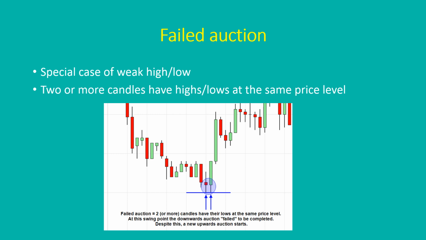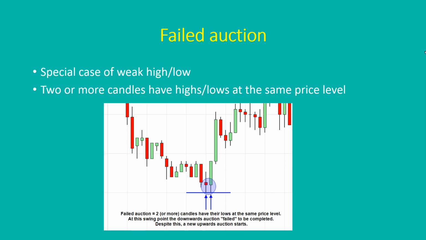A special case of weak high or weak low is the failed auction. What failed auction means is that two or more candles have their highs or lows at the same price level. You can see it in a picture. Those two candles have their lows exactly at the same price level. And this is the typical case of failed auction.